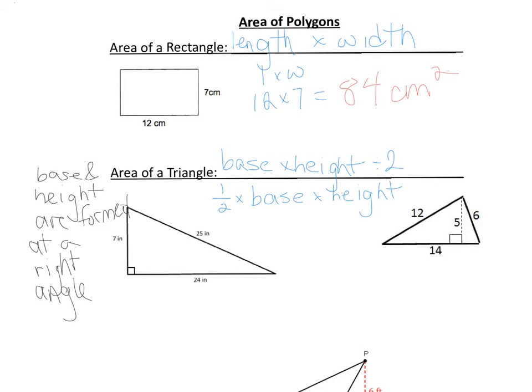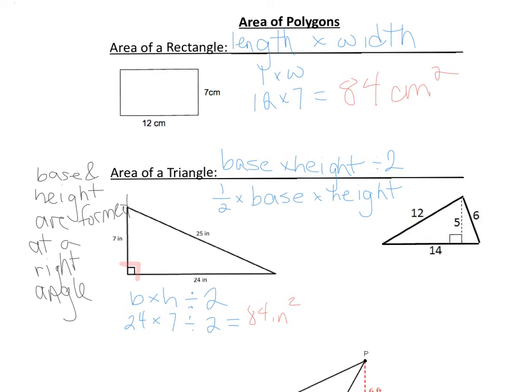So taking a look at this first figure, we know we're going to do base times height divided by 2. Easiest way to locate the base and the height is to locate that right angle box, because that box is going to be what tells you the base and height are. So in this case, the base is 24, height is 7, or you can do base is 7, height is 24. Doesn't matter, either way. And we end up with an area of 84 inches squared.